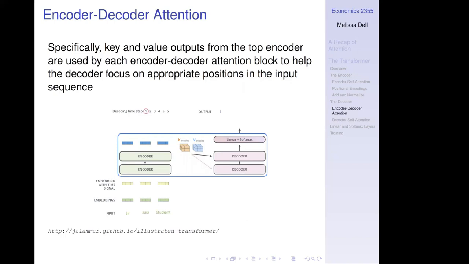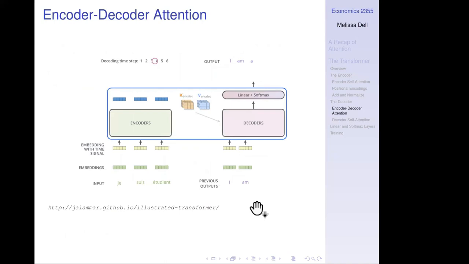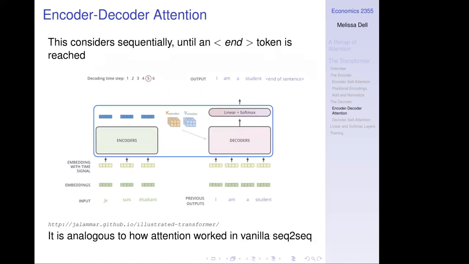Here, at the first stage of the decoder, you start with a start token, and you pass that through these multiple layers of decoders, and you get the output I, and then that becomes your input at the next stage, and you pass am, a, student, in sentence. Notice here that sequentiality has come back. You're not passing everything into the decoder at the same time, because the point of the decoder is you're predicting the next word, and then that next word is your input.